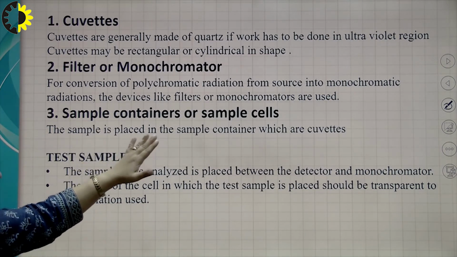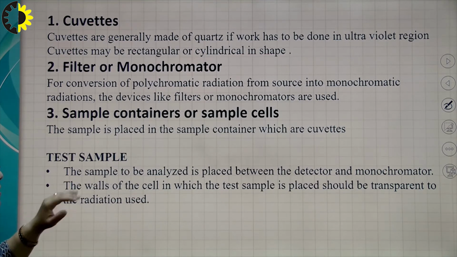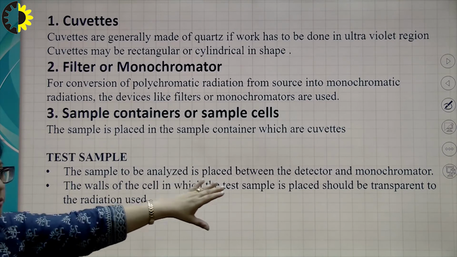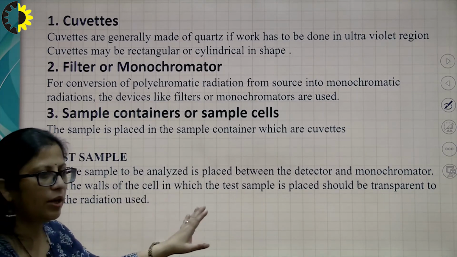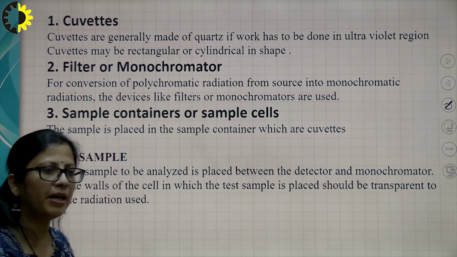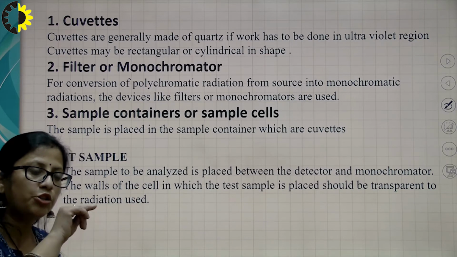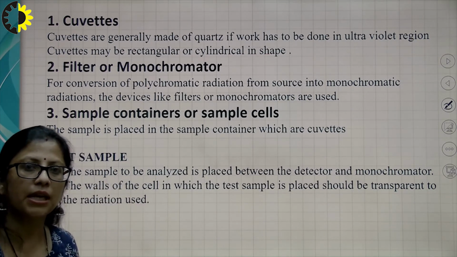Then the sample containers, or the sample cells, are the cuvettes again. The test sample which is to be analyzed is taken in the cuvette. It is placed between the detector and the monochromator, and the walls of the cell in which the test sample is placed should be transparent to the radiation used, and light should pass straight. Therefore, the other two sides are translucent in nature.